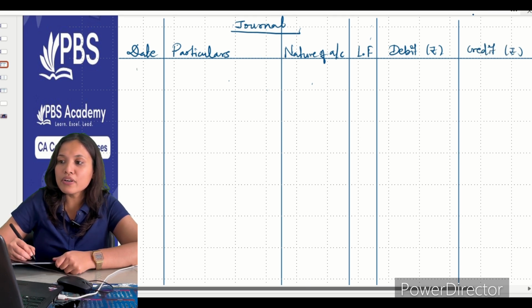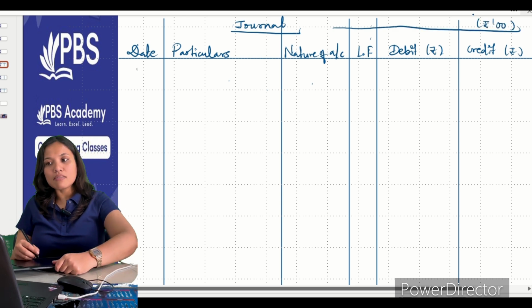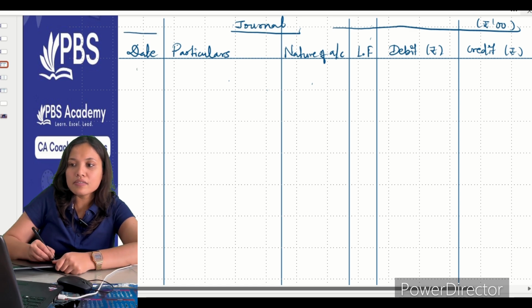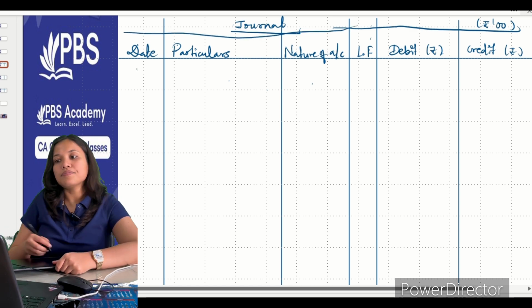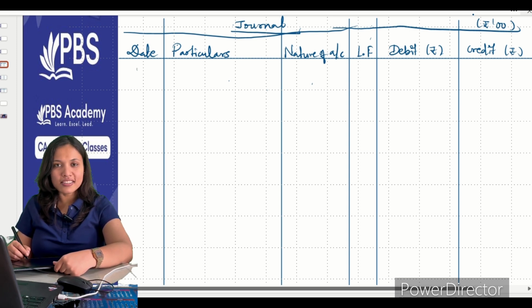Because you see, very important, because amounts were in hundreds. So don't forget to write this. Amounts were in hundreds. Clear? So shall we start our journal?